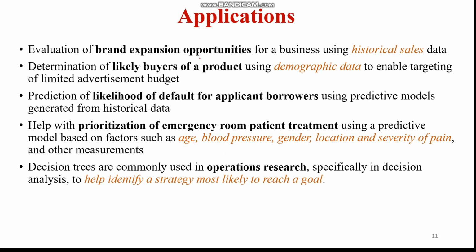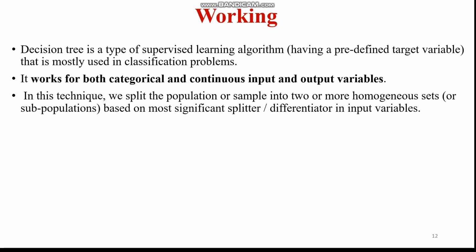Evaluation of brand expression opportunities uses historical sales data for business. Determination of likely buyers of a product uses demographic data, which enables targeting a limited advertisement budget. Prediction of likelihood of default for applicant borrowers can also be done using predictive modeling on historical data. Similarly, we have applications for patient treatment and operational research. Decision tree has a number of applications.